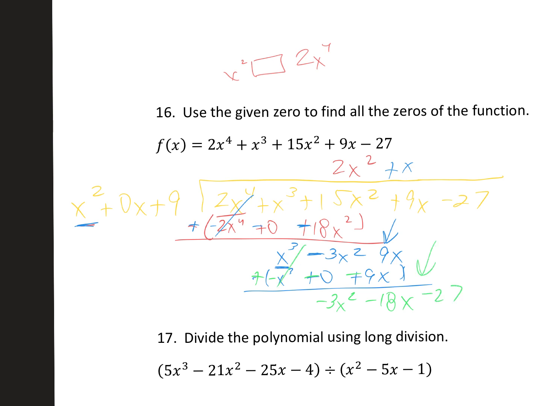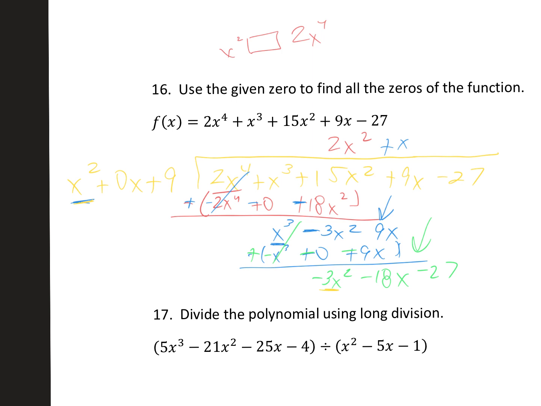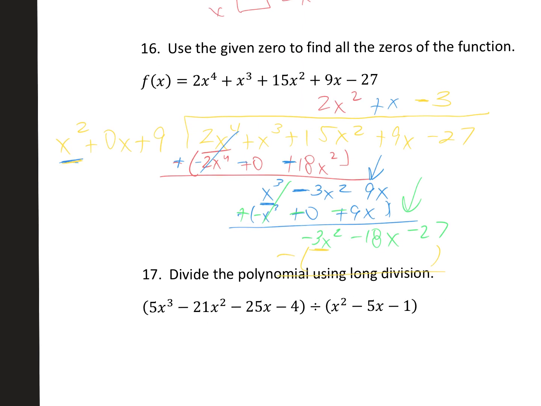So again, last thing, we're going to go first term into first term. X squared into negative 3x squared. Negative 3. Okay, get your subtraction set up. Negative 3 times x squared is negative 3x squared. Then I have negative 3 times 0, which is going to give me what?